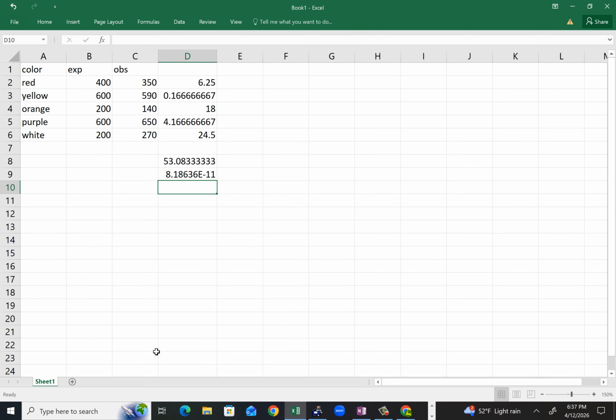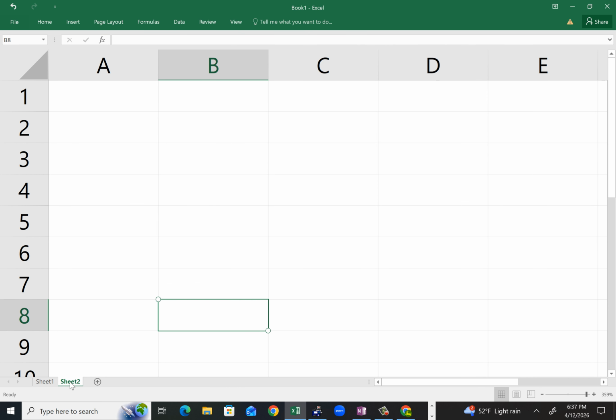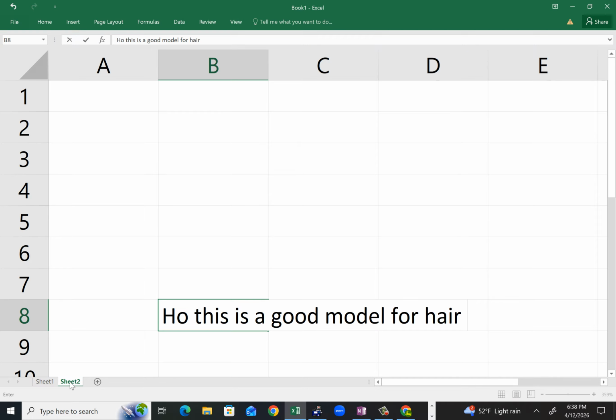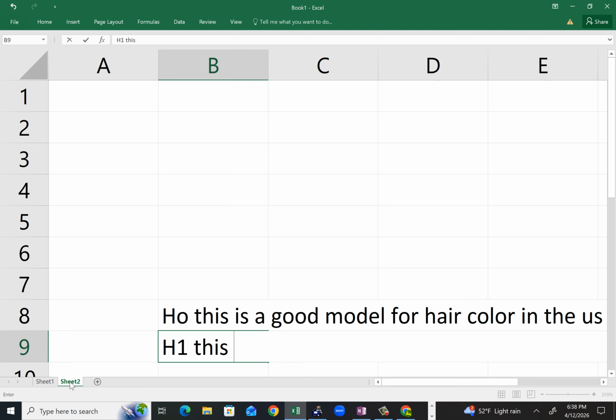Well, it's always something in life. It never goes right. All right, so what we're going to do is type it into our spreadsheet over here. We want to test to see if this proportion, so H naught is, this is a good model for hair color in the US. Obviously, China would be different, one would think anyway. H-A is this is not a good model. That's it.